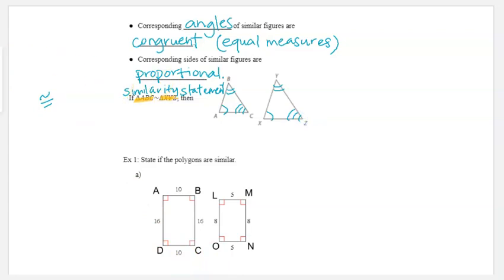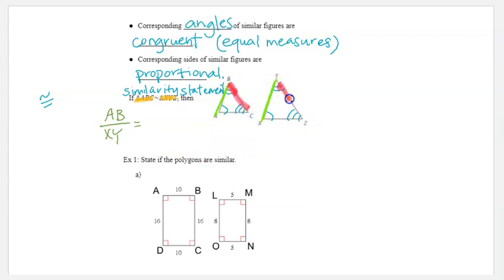Now, as far as the sides being proportional, what that means is if I make a ratio of sides, for example, if I take side AB, that one from my statement corresponds with side XY. I can put those two lengths together in a ratio or fraction. And when I divide the measurements of those two sides, they are going to be equal to the ratio of the other pairs of corresponding sides.